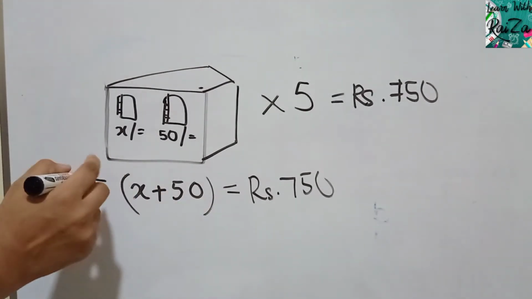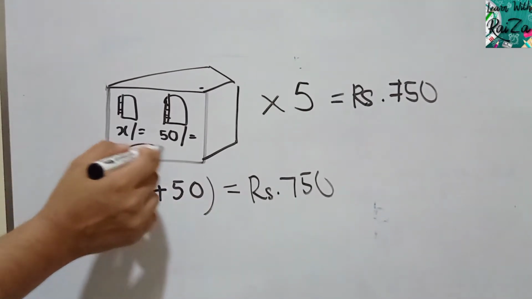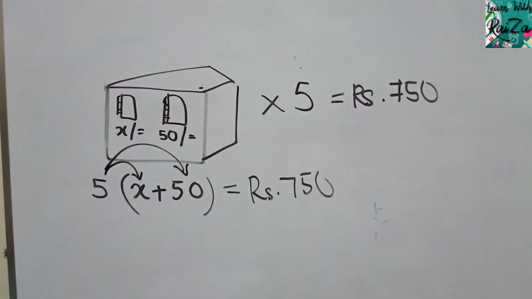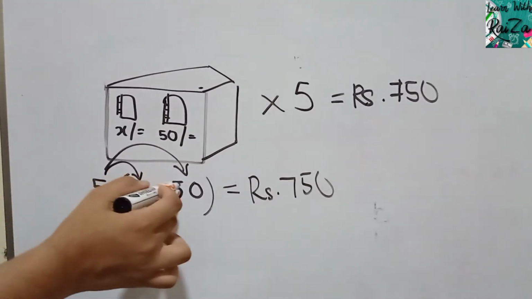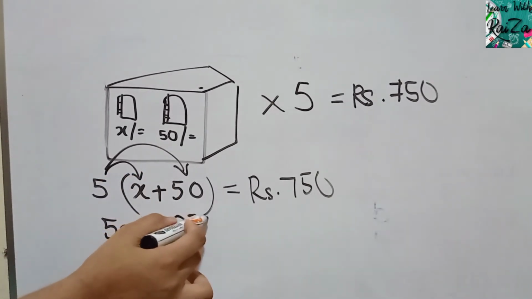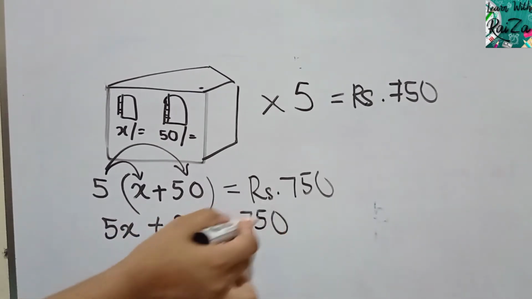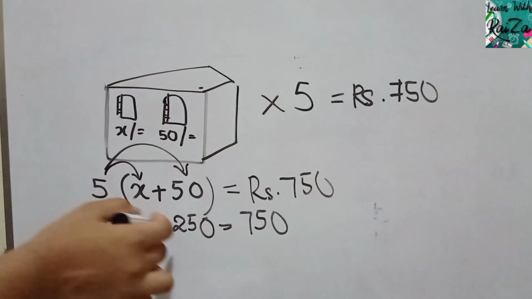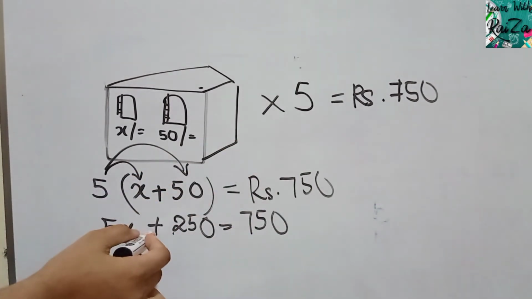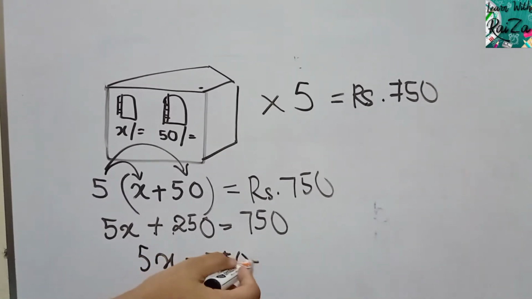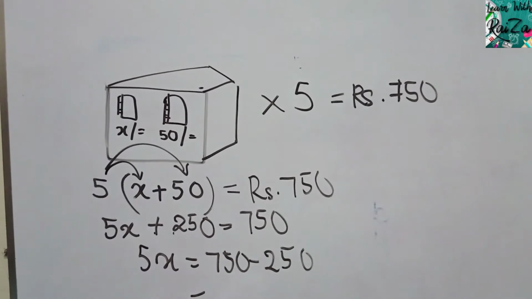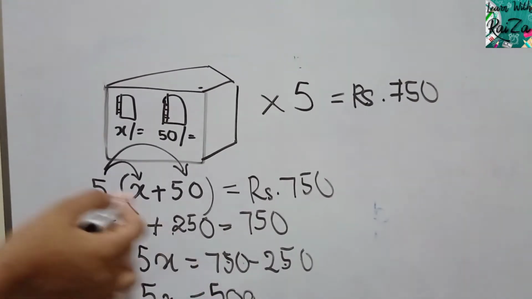When simple brackets are given, learn to multiply each term inside the bracket by the term outside the bracket. 5 multiplied by x is 5x plus 5 multiplied by 50 will be 250 is equal to 750. As I taught you in the previous sum, take the number to the other side, positive 250. When it moves to that side, it will become negative 250. So you can subtract easily: 0, 0, 5, 5. 7 minus 2 will become again 5. So 5x will become 500.